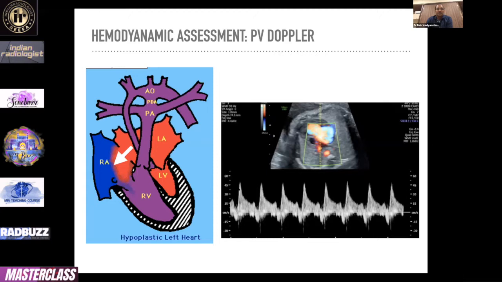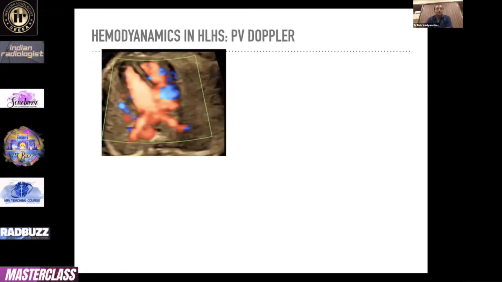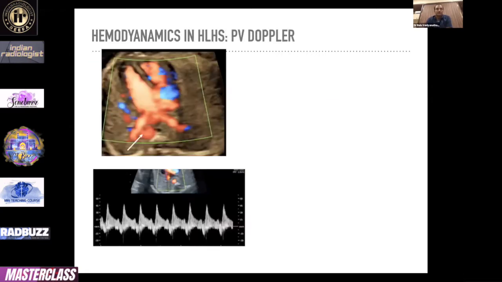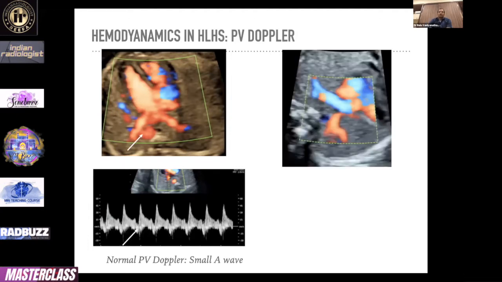You find two positive waves, the S and the D waves, and then a small reverse wave here, which is called the AR wave due to the atrial systole. So that is what a normal pulmonary vein Doppler is. Now let us look at hypoplastic left heart syndrome with restrictive foramen ovale.